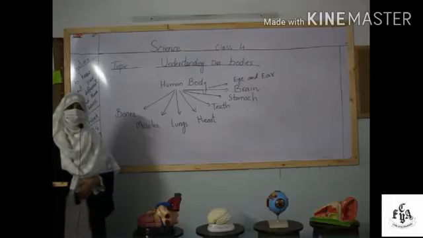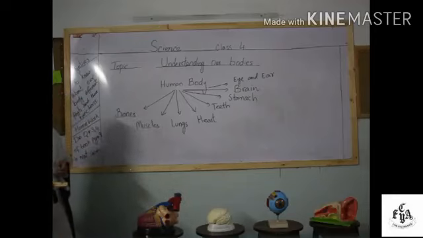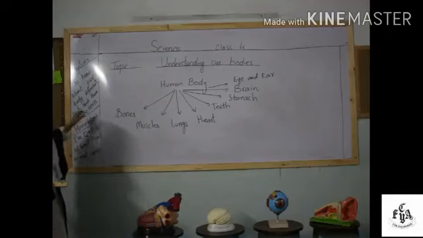Today this is the science lesson for class 4 students. In science, first, our topic is understanding our bodies, which is the first chapter of your science book. Understanding our bodies. In this chapter, what is the objective? The main objective of this chapter is to know about your different body parts and their functions.